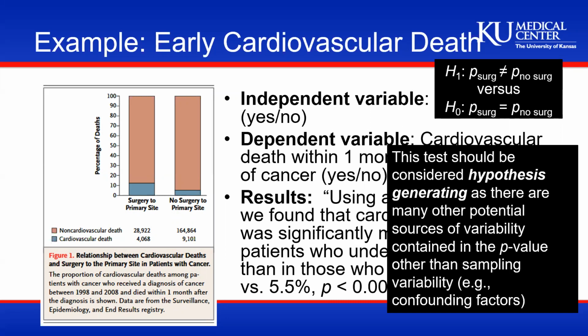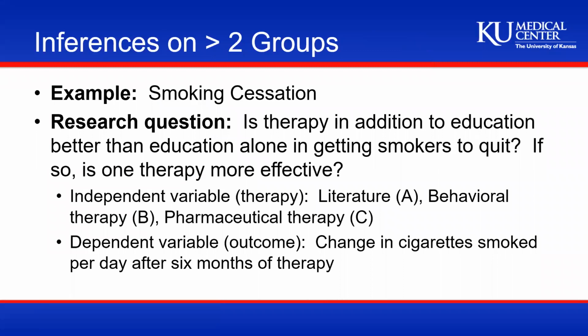I don't know what goes into the decision-making with regards to whether or not to give someone a recommendation of surgery or not. But those could be the things driving the effect that you see here, as opposed to the surgery itself. Another example for inferences on more than two groups. So we went through the t-test, the chi-square test for comparing two groups. What if we have more than two groups? Here's an example in smoking cessation where the outcome is considered continuous.